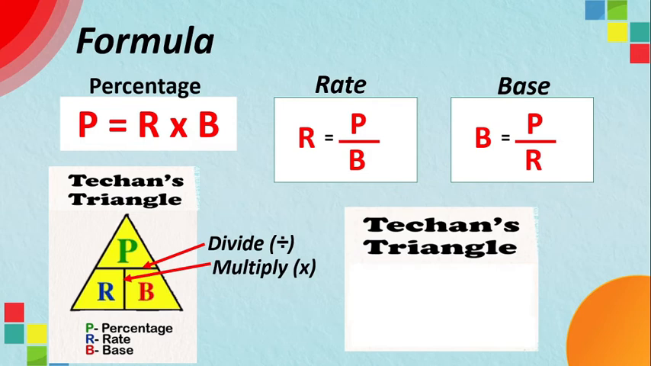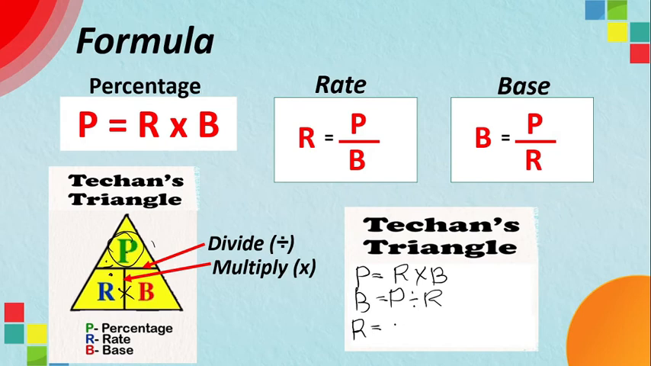So if we were going to derive a formula from the Tekans triangle, we can easily say that if P is missing, we can write P is equal to R times base, since this one is multiplication and this one is division. So if base is missing, we can say P divided by R. And if rate is missing, we can write the formula as R is equal to P divided by the base. So that is according to the Tekans triangle.